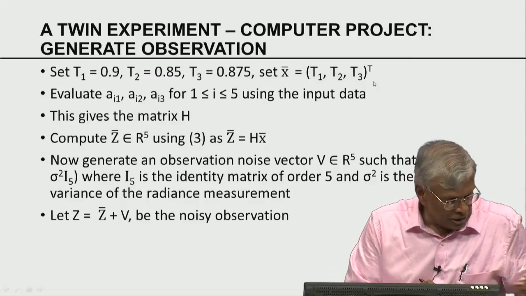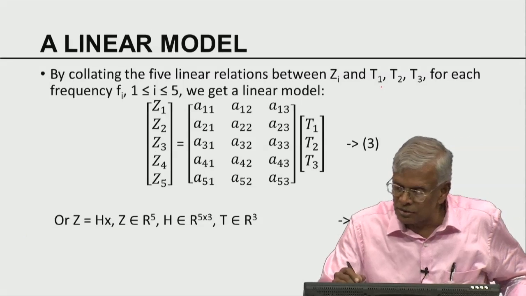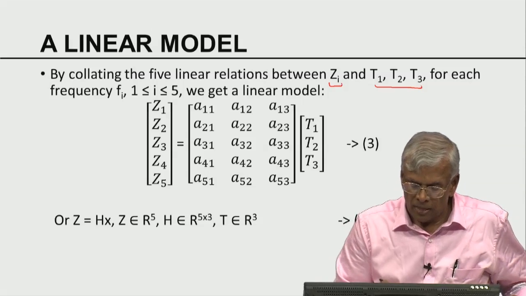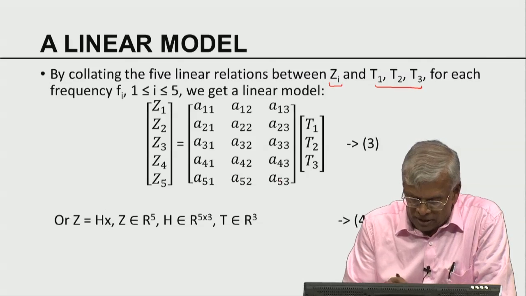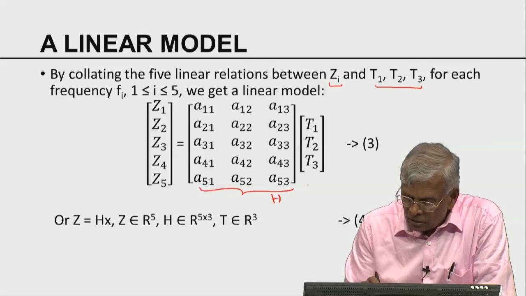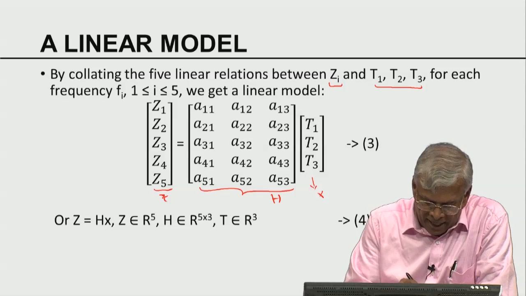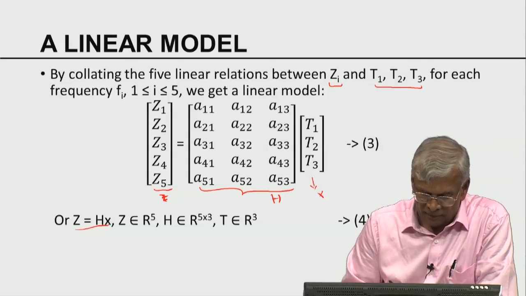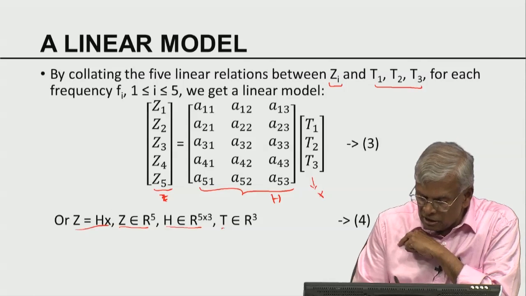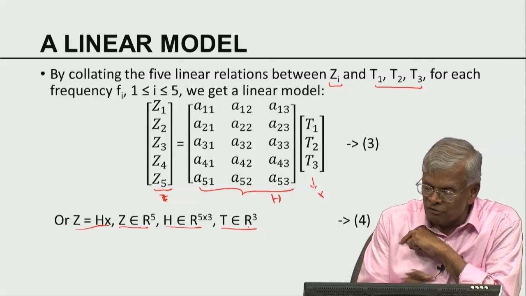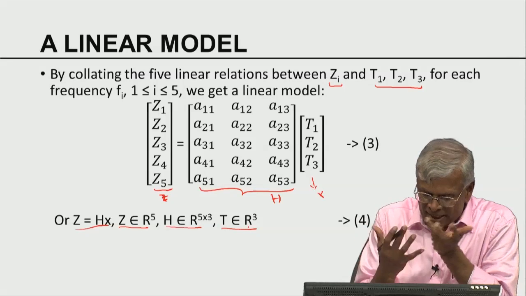T1, T2, T3 are the unknowns, the Zi's are knowns, ai1, ai2, ai3, up to a51, a52, a53, this is the matrix H, this is the vector X, and that is the vector Z. Therefore, I have Z equal to HX, with Z belonging to R5, H belonging to R5 by 3, and T belonging to R3. So if I invert this problem, I get T. This is a linear least squares problem. I can solve this problem.